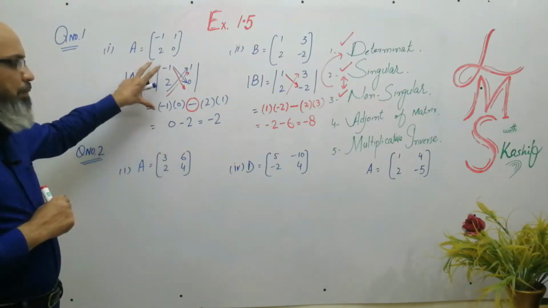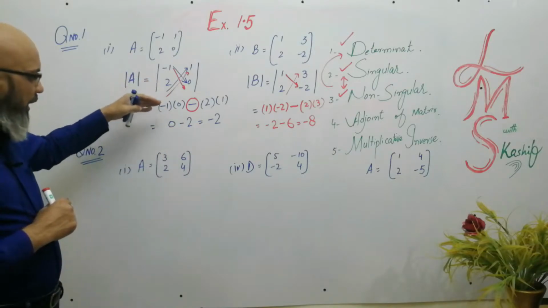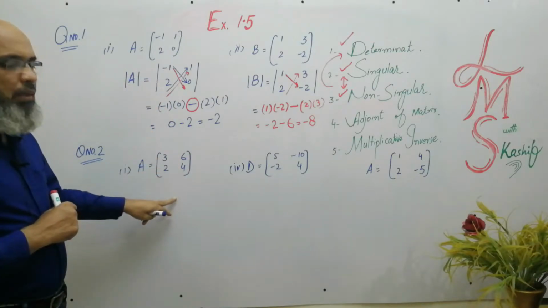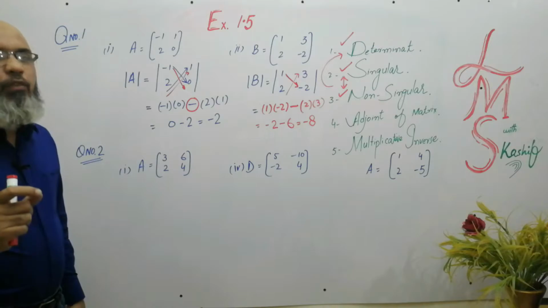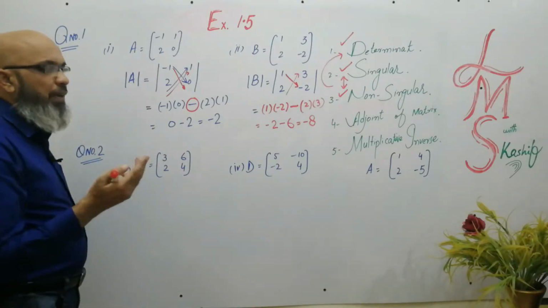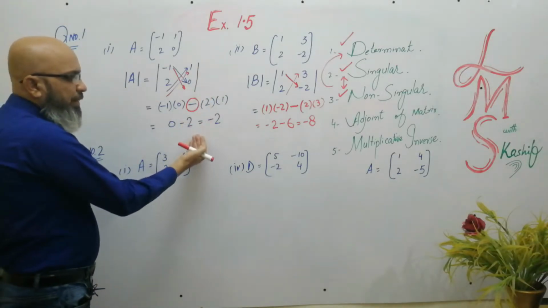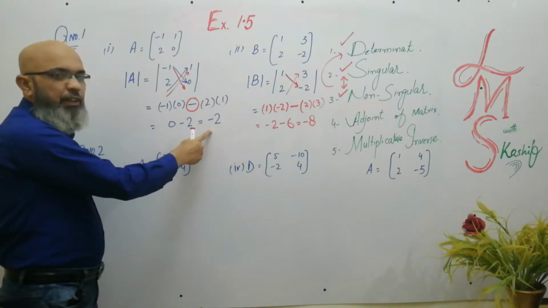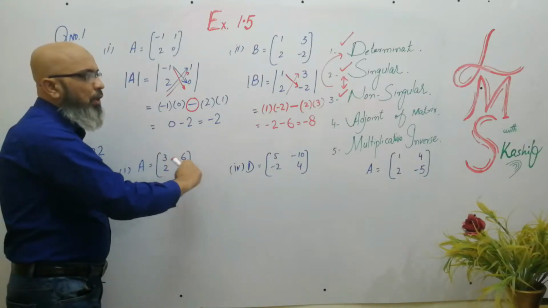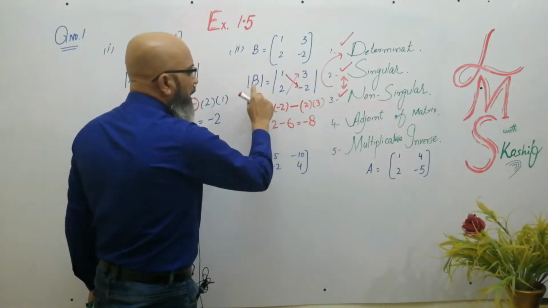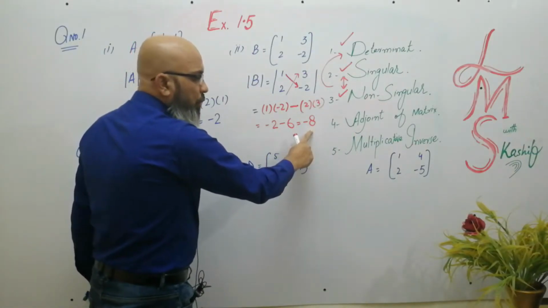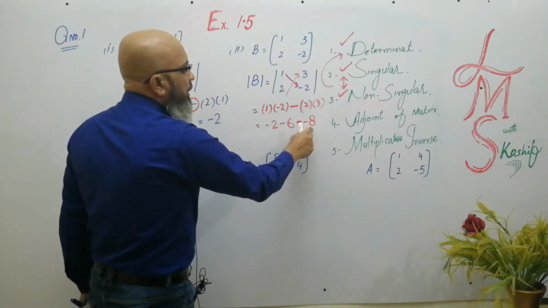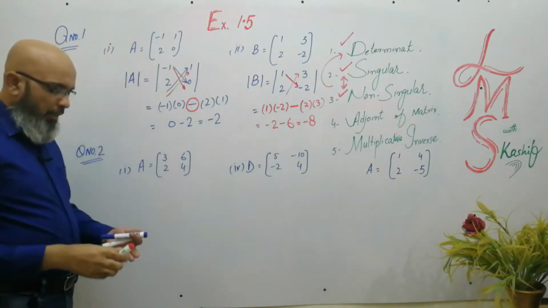Means first step we will always do this: we will find the determinant. If we get the answer equal to 0, then we call it a singular matrix. If I ask you, is this matrix singular or non-singular? It's a non-singular matrix because its determinant is -2. Similarly, this matrix is also a non-singular matrix because its determinant is also not equal to 0.